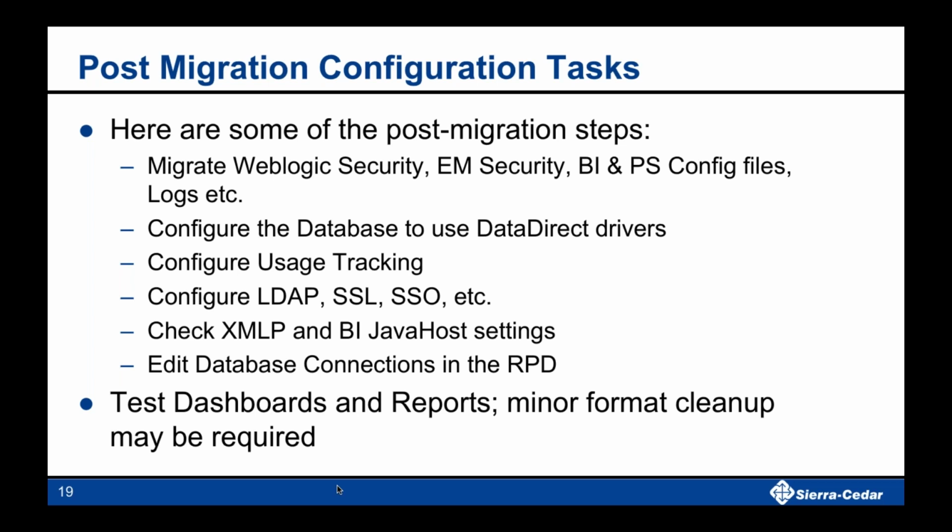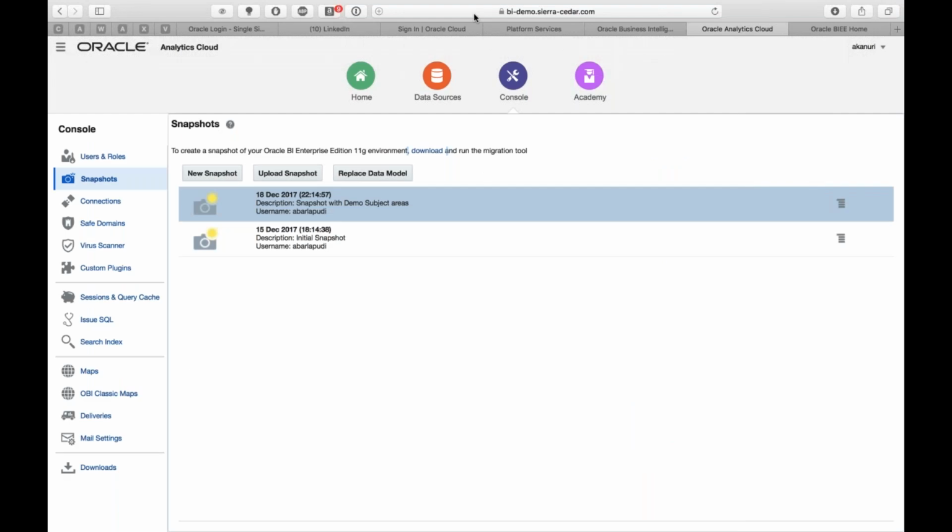On the SSL part, I just want to show that OAC BI comes with a self-signed certificate, which is good for 1 year. But whenever a user logs in, they'll get a warning asking, do you want to trust this server? Because it is a self-signed certificate, the browser does not know whether to trust it or not. We have to trust it. But after 1 year, it expires, and we have to purchase our own CA certificate and deploy that.